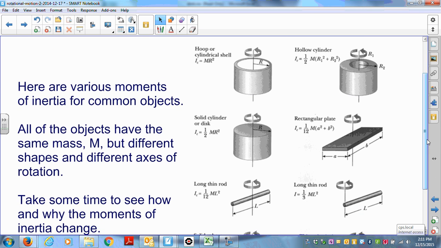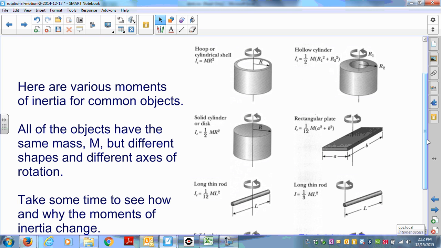Here are various moments of inertia for common objects. So here you can see, again, the hoop, which is mr squared, the hollow cylinder, which we also used, which is 1/2 m times r1 squared plus r2 squared, the solid cylinder, which is just 1/2 mr squared. Notice here we have a rectangular plate rotating about its center. That is 1/12 m times a squared plus b squared.